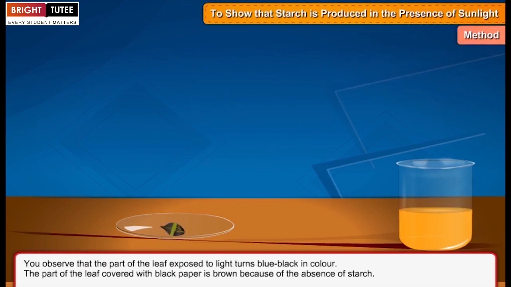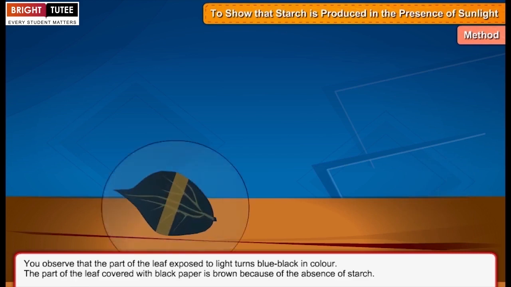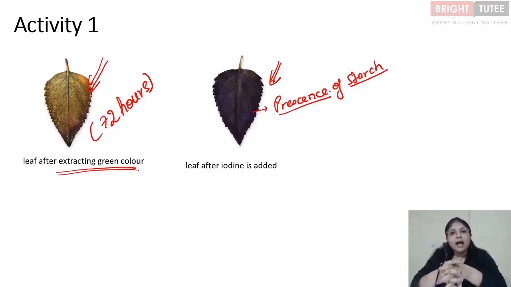You observe that the part of the leaf exposed to light turns blue-black in color. The part of the leaf covered with black paper is brown because of the absence of starch. Do perform this activity, and it will be really beneficial for you because you will be able to understand the importance of all the components that we discussed.